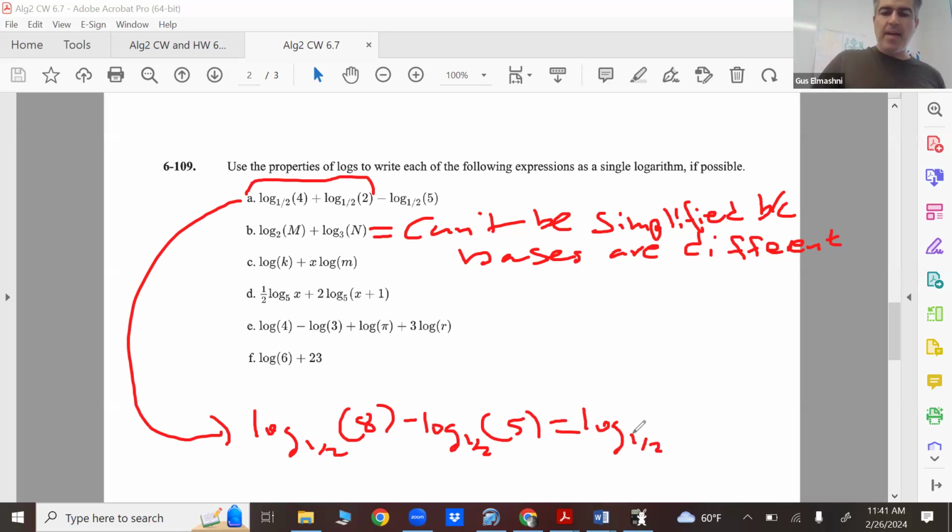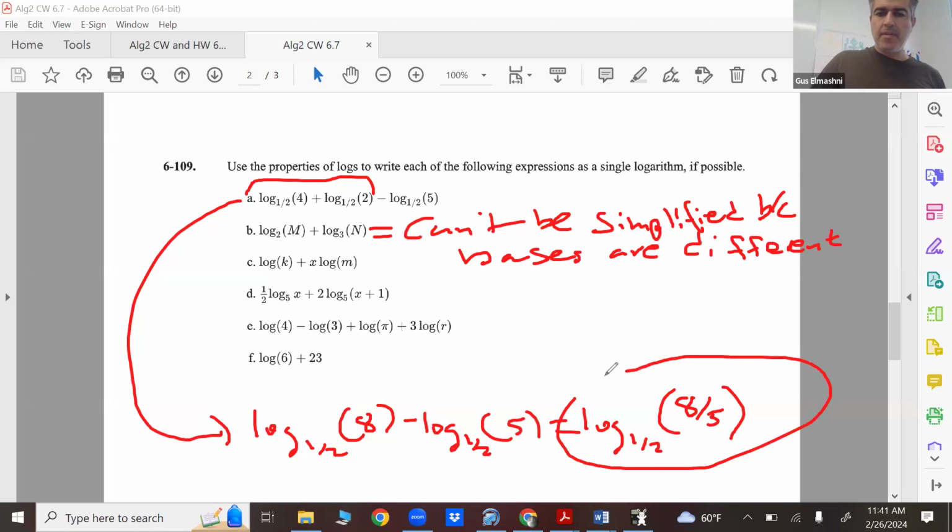And then how do I combine 8 and 5 now? There you go. You're at 1.6 or 8/5. I don't care, same thing. All right, so we got A and B done. Okay, I'll do C up here because I don't have much space. I'll do D here and I'll do E and F below.